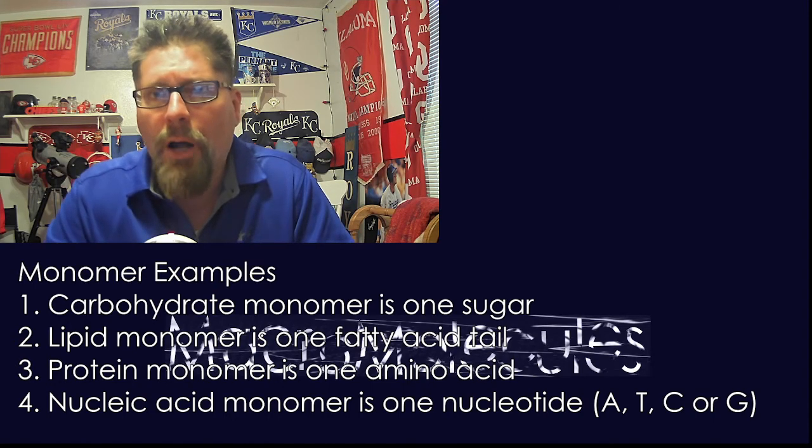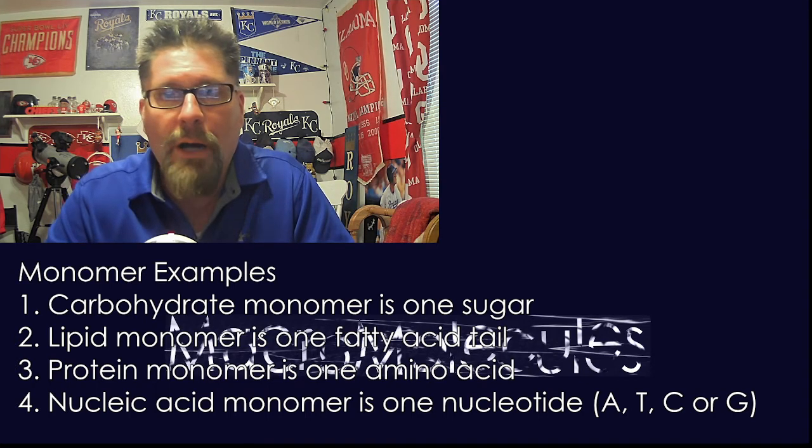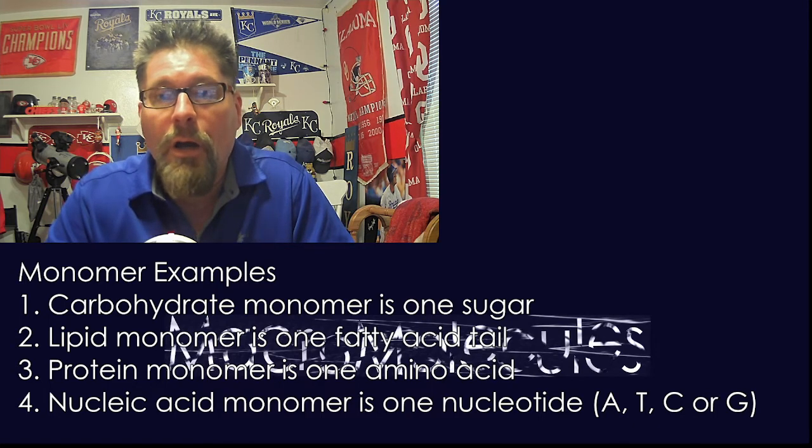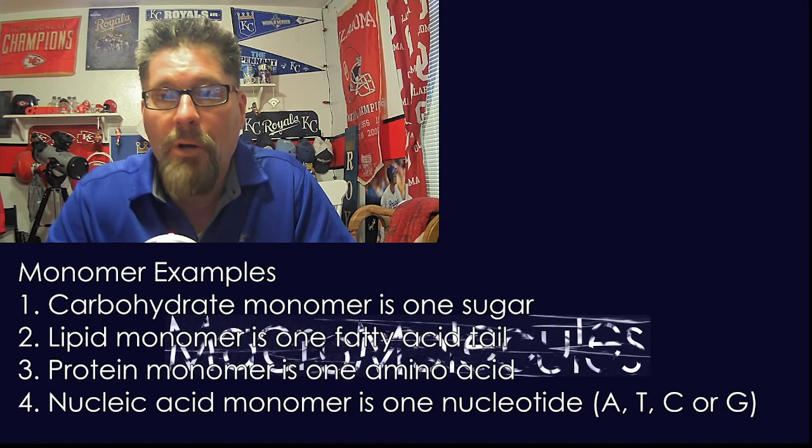A lipid monomer, and that's not a great way of saying it, and we'll talk more about that when we talk about lipids, but theirs would be like one of their fatty acid tails when it comes to a phospholipid. We'll talk a bunch about those tails. They've got some pretty unique properties that we'll get into. For proteins, their monomer is an amino acid, one single amino acid. Amino acids are strung together to build a protein.